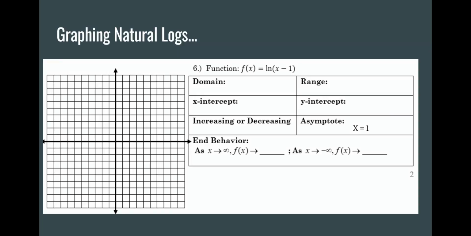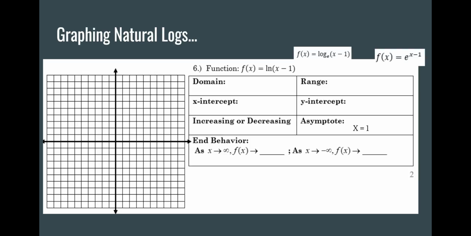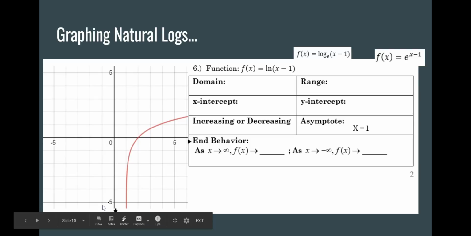Number 6. So we have the function natural log of x minus 1. So we've got a translation here. Same thing. To translate it to a logarithmic function, we have log base e of x minus 1. If you prefer to put this into exponential notation and then build out your points around the origin and then flip-flop them, again, you go for it. If you prefer to use Desmos, that's okay as well. Your function will look a little something like this.